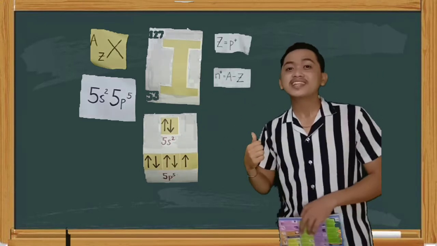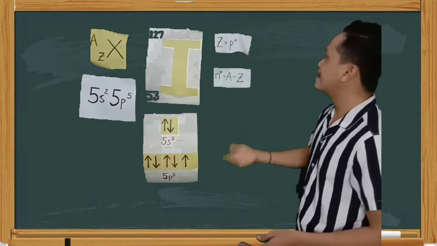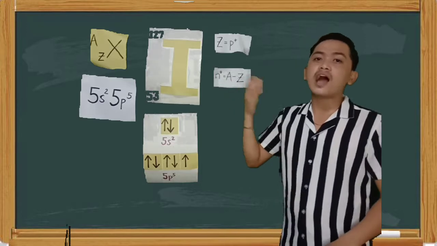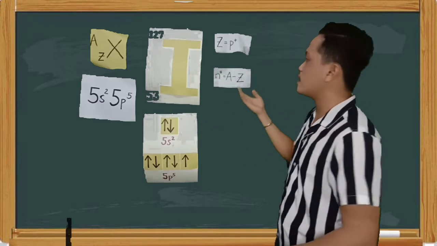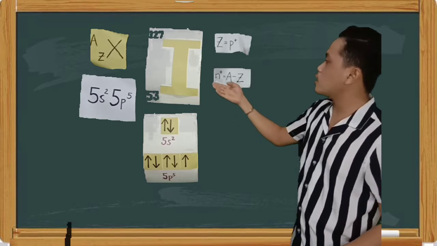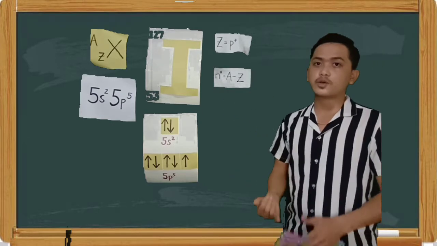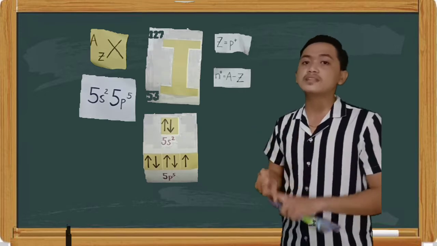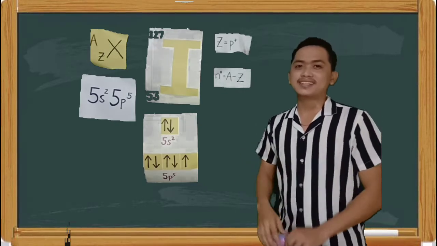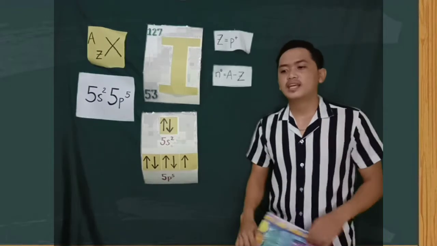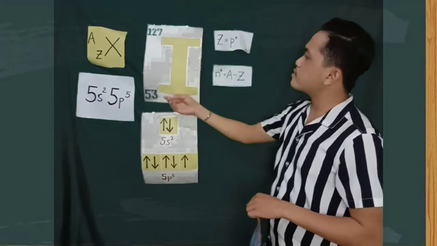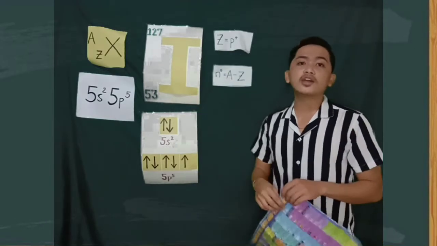Okay, are we good? So let's recap first. The number of protons is 53, same as the number of electrons, 53. The number of neutrons is 74. So protons 53, electrons 53, and neutrons 74. So next, what is the group number of element iodine in the periodic table?